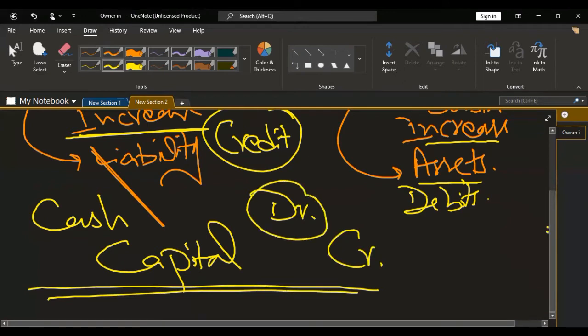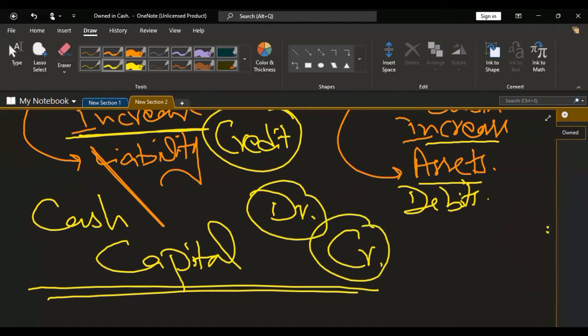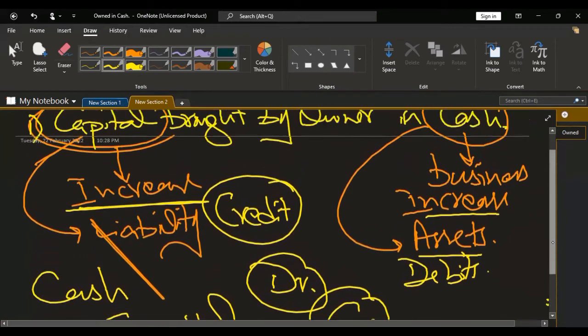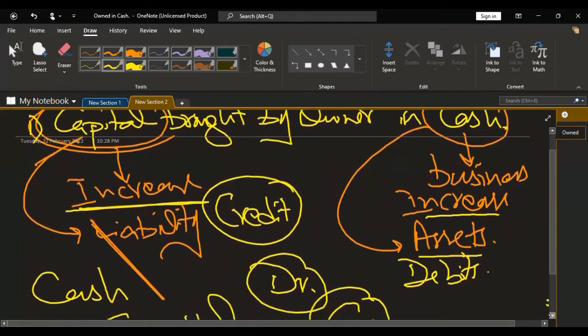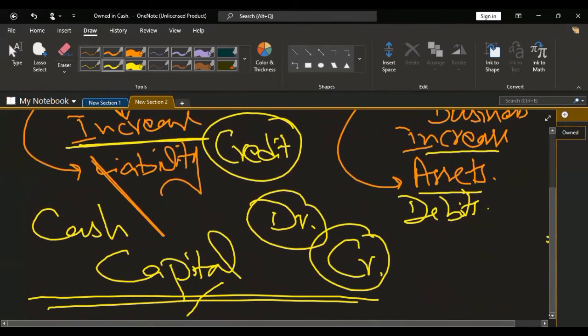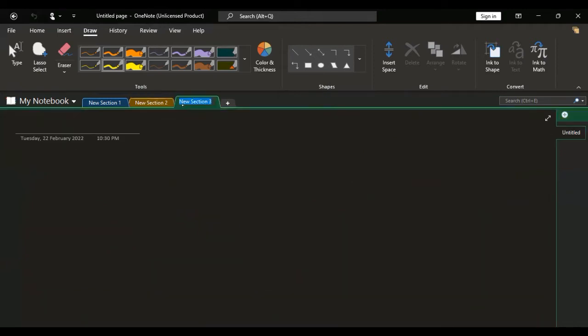Debit items are placed on the left side, and credit items are always placed slightly to the right-hand side of a journal entry. So the entry that you will remember from now onwards, whenever capital is brought by the owner in the form of cash, will be cash debit, capital credit. Let's move to the next example.